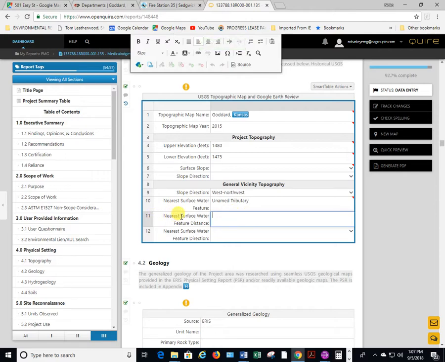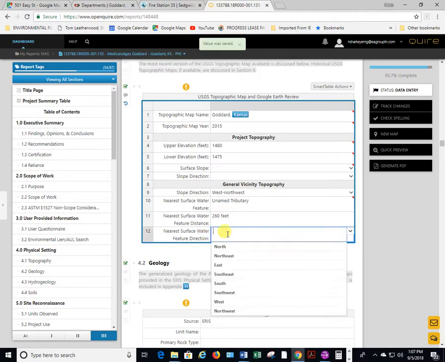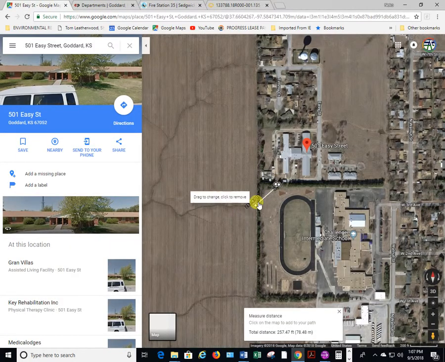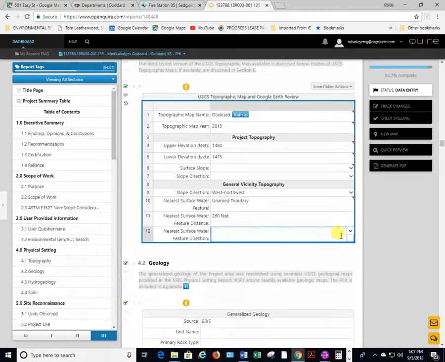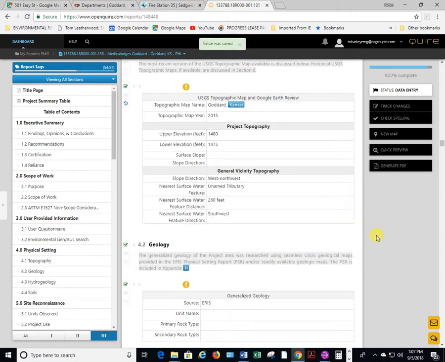And it says nearest surface water feature distance. We just looked that up. It was 257, but we're going to round up to 260 feet. And the direction, according to Google Maps, we found that it was what? This is, remember, up here is north, this is west, this is south, so this is kind of going south and west. So our direction, we're going to put is southwest. See that? Again.